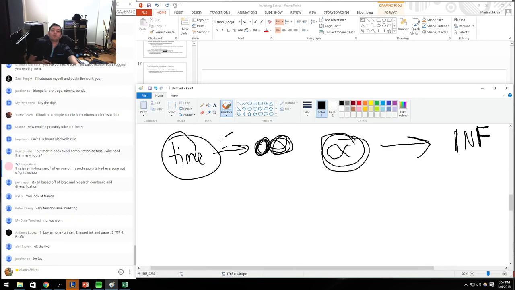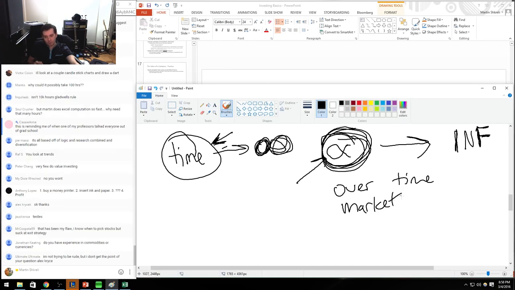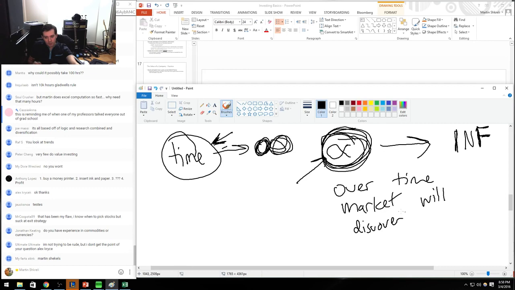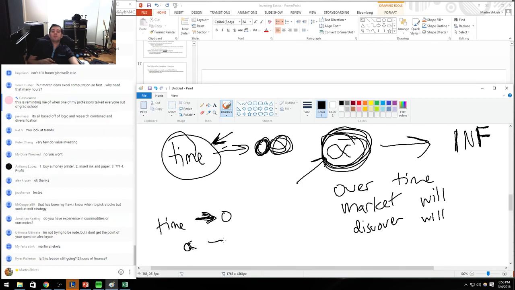The problem is you don't have all the time in the world. And even as you're researching a company, the markets will change. Markets will over time discover true value, and your arbitrage, or the alpha, will disappear. So you don't have time. Time is your enemy. Now as time goes to 0, in terms of a time frame, your ability to capture an arbitrage also approaches 0.